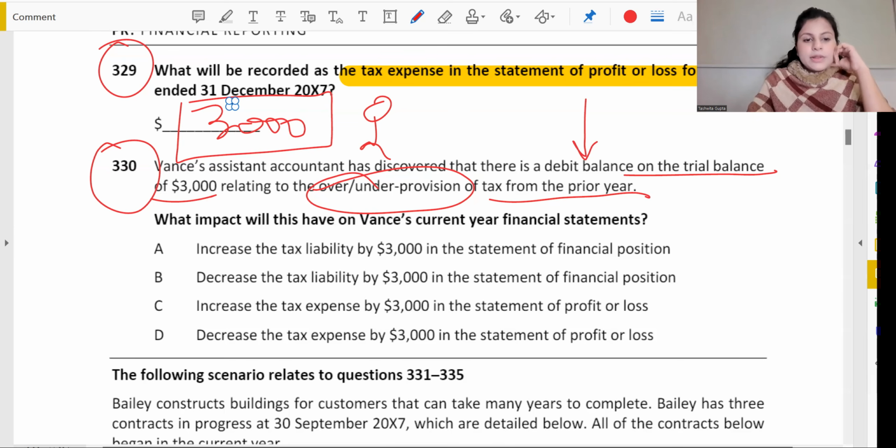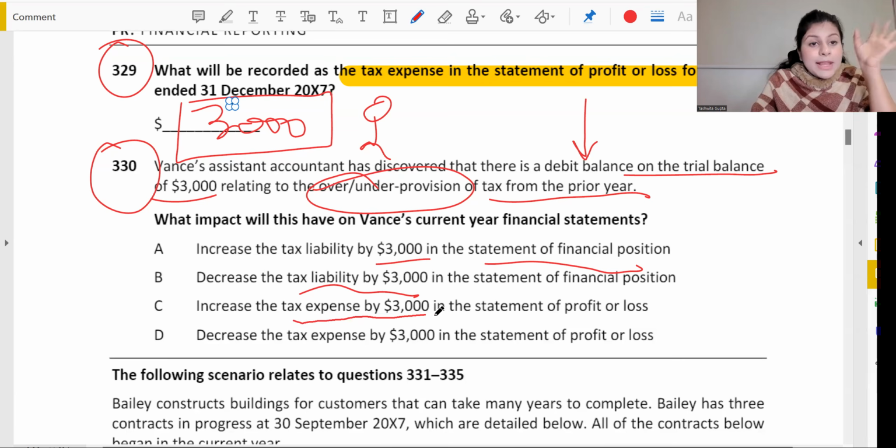So what should be my answer? Increase the tax liability by 3,000 in the statement of financial position. Decrease the tax liability by 3,000. Increase the tax expense by 3,000. Decrease the tax expense by 3,000. What should be the answer? Under provision means the expense recorded in the last year was less, so you need to record that expense today. So what is my answer?